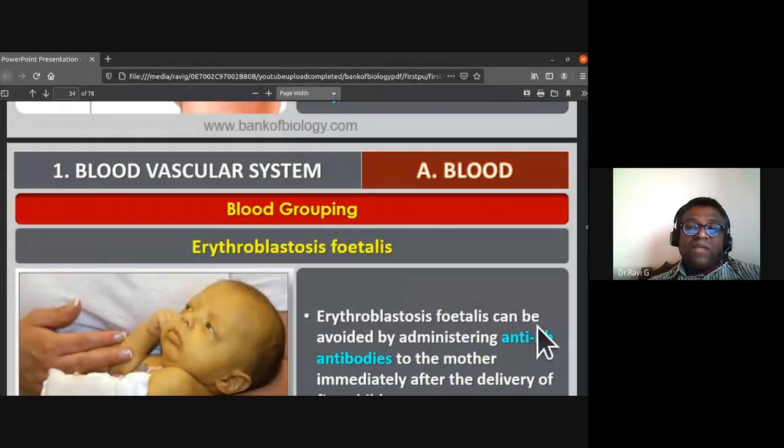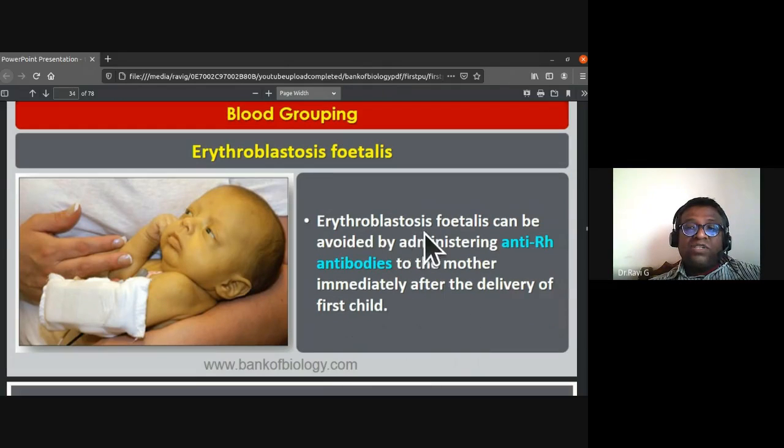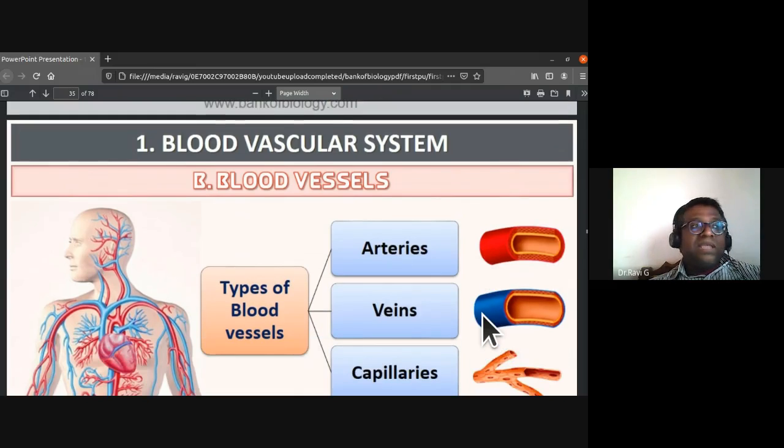So erythroblastosis fetalis can be avoided by administering anti-Rh antibodies to the mother immediately after the delivery of her first child. Okay, so that is what we call erythroblastosis fetalis.